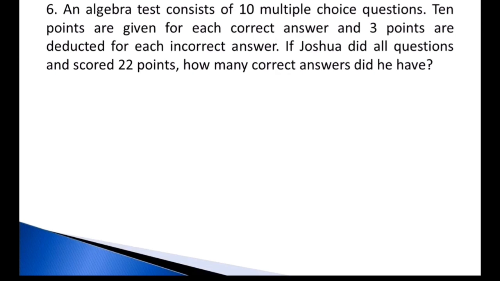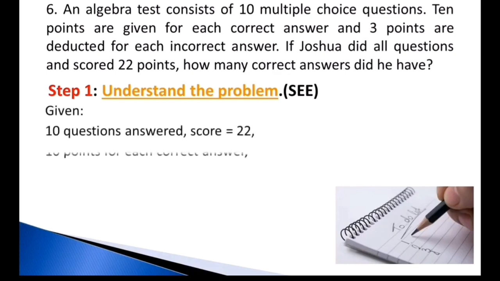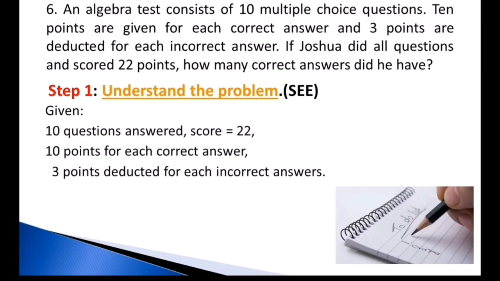So again, the best way to solve this problem is to use step 1, which is understanding the problem. Okay, the keyword is see. So if you read it more than once, probably you're able to draw or picture out the possible solution. So right now, let us bring down the important elements for us to know the possible solution. Okay, we have our given: 10 questions answered, score equals 22, 10 points for each correct answer, 3 points deducted for each incorrect answer.